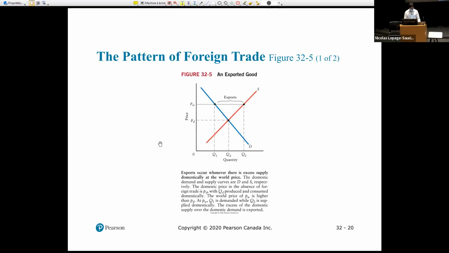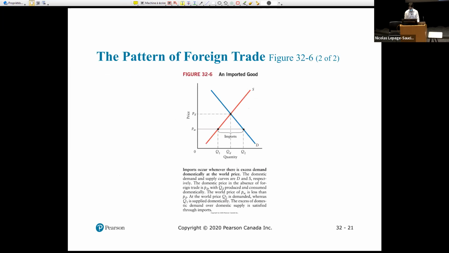Now, more interesting: what does it look like from a local market perspective to have trade? Here we have exports, but we usually don't look at that too much. We look at the opposite, which is imports. So I'm going to start with imports, and then we can go back to exports. That makes more sense.